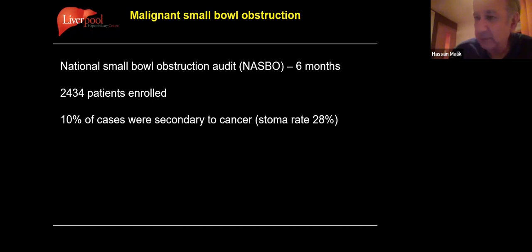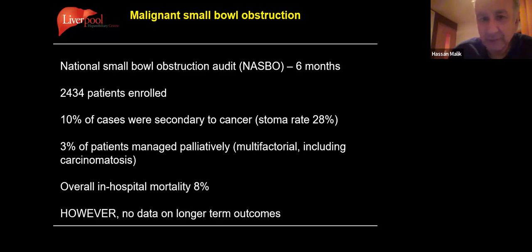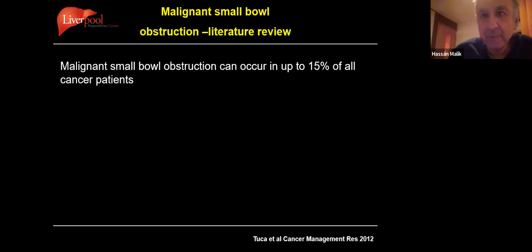10% of these obstructions were secondary to cancer. About a third had a stoma if they had an operation. 3% were managed palliatively, and that included patients with carcinomatosis. The in-hospital mortality was 8%. But there was no long-term data in terms of what happened to these patients in terms of outcomes.